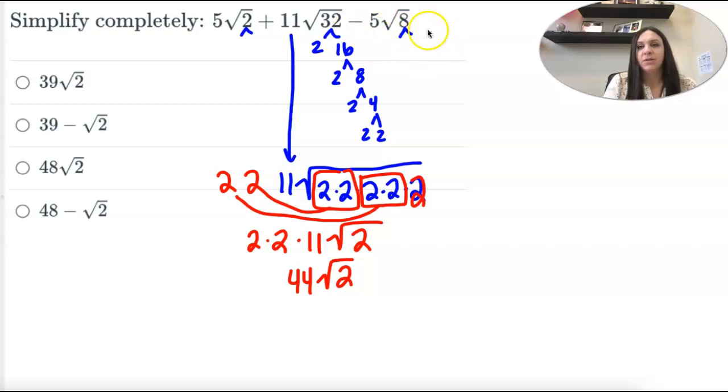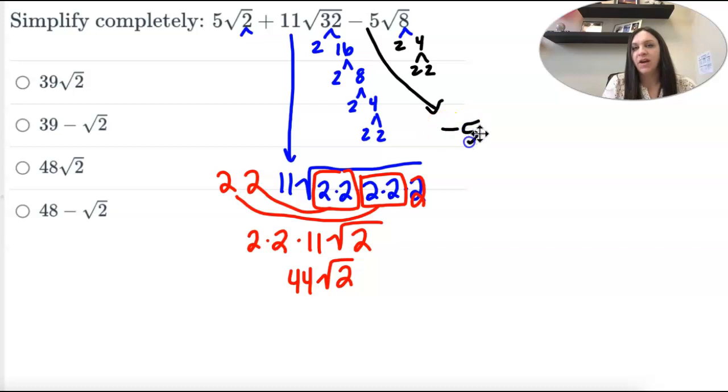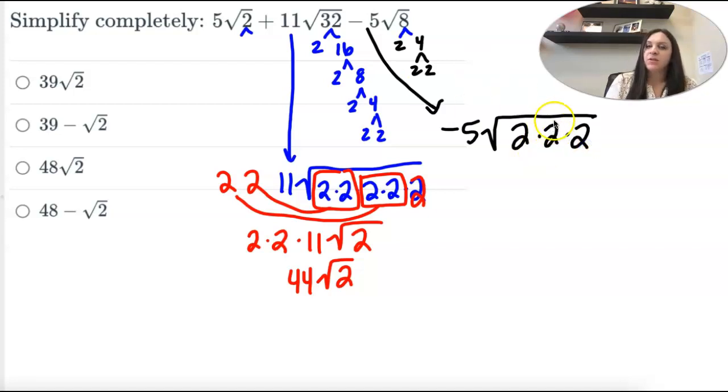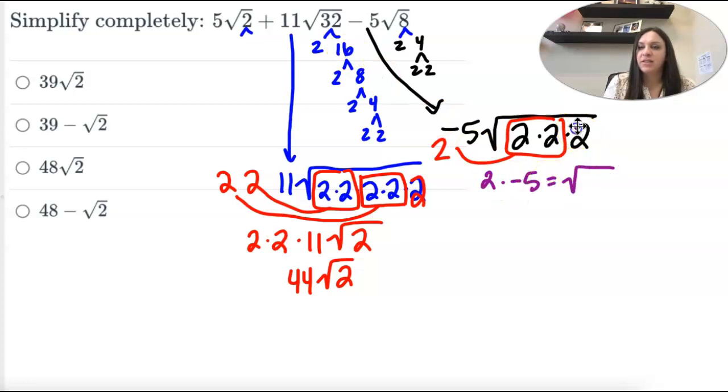Okay, let's do this one. 8 is 2 times 4. 4 is 2 times 2. So I have a -5. And then 8 is 2 times 2 times 2. So I'm going to pull out the pair of 2's as 1. So now on the outside, I have 2 times -5. Then inside, I just have this 1, 2. So that's -10 square roots of 2.